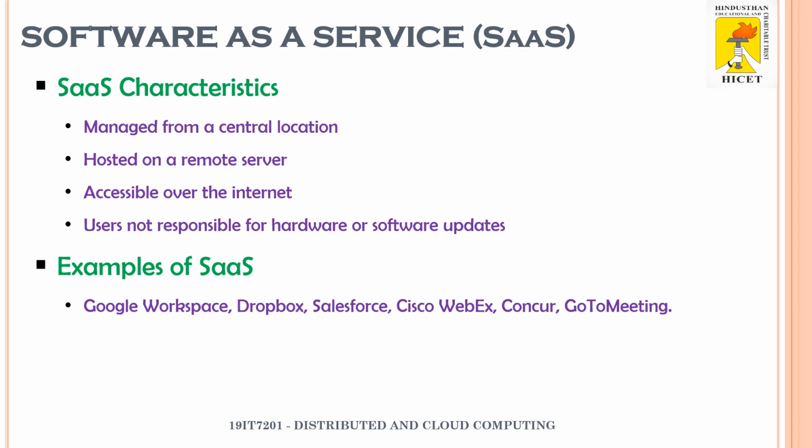Some of the characteristics of SaaS: it will be managed from a central location by the service provider, and it will be hosted on a remote server and accessible over the internet only. So we need to have an internet connection to access the software as a service, and in this software as a service, users are not responsible for hardware or software updates. Instead, the service providers will regularly update their hardware and software. We are not going to worry about all those update processes. Some of the SaaS providers are Google Workspace, Dropbox, Salesforce, Cisco Webex, Concur, and GoToMeeting.